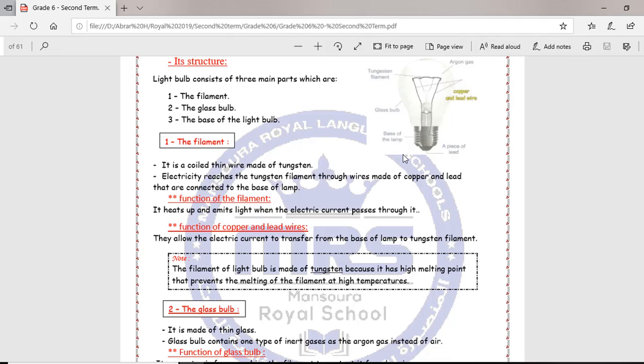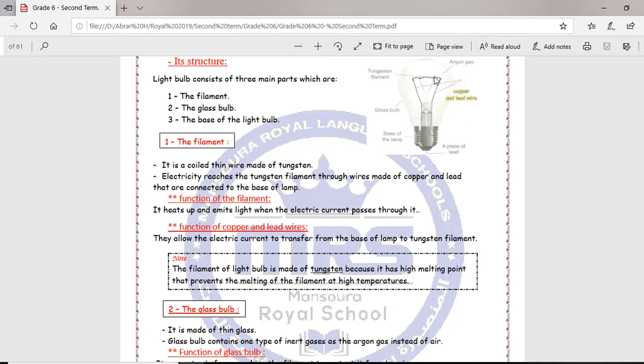Electricity reaches the tungsten filament through two wires made of copper and lead. And these two wires are connected to the base of the light bulb. One of them is made of copper and the other one is made of lead.